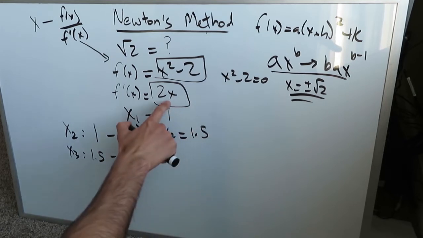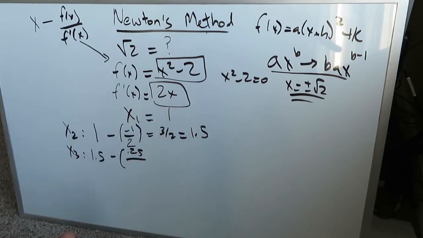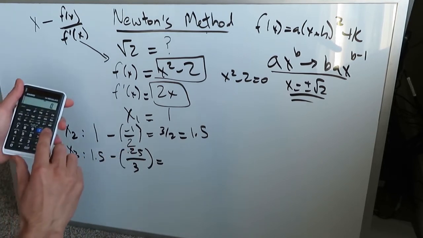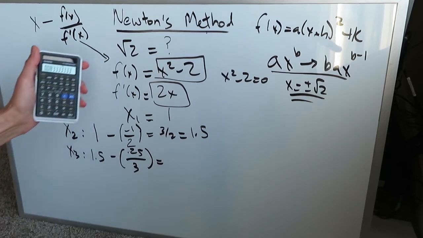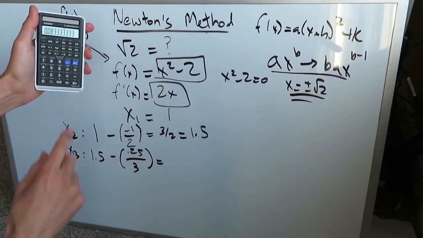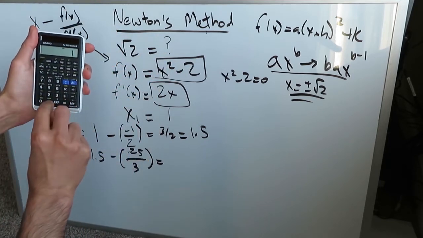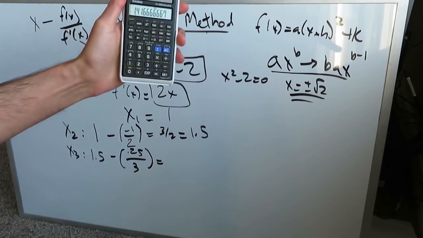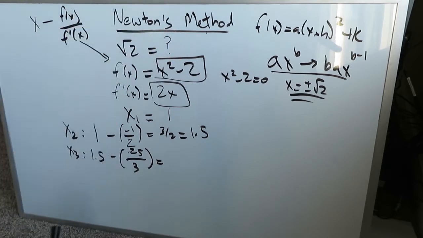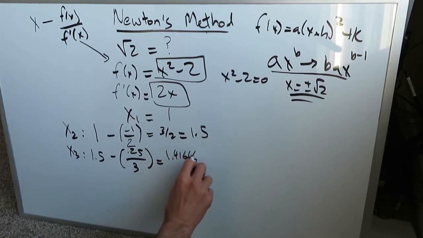Now 1.5 in the derivative, times 2, is a 3. You have to carry this out: 1.5 minus the quotient of these two numbers. 0.25 divided by 3, I'm getting 0.08333 repeating. I'm going to subtract that from 1.5, and I'm getting, look at this number, 1.416666. I have to write all of these numbers down to stay accurate. If I don't write all of these numbers down, I lose accuracy.